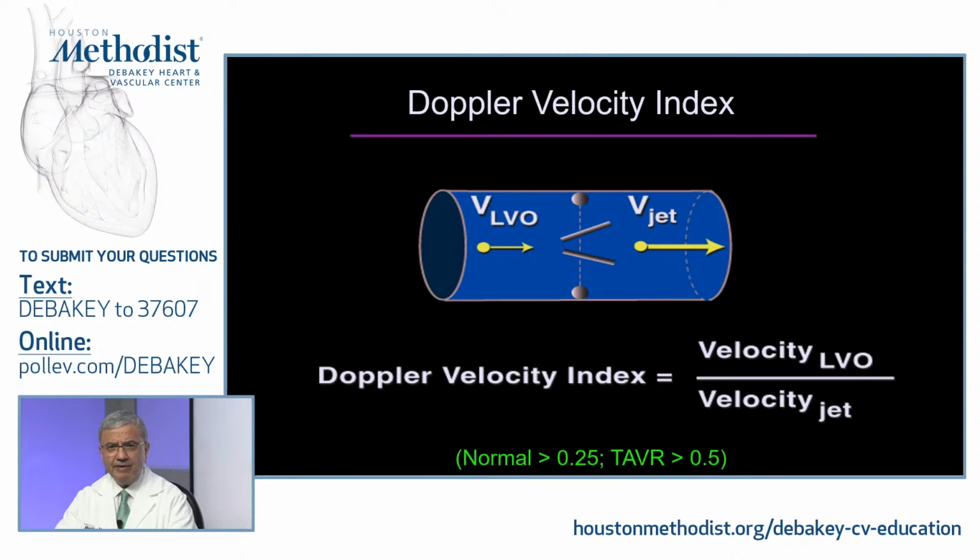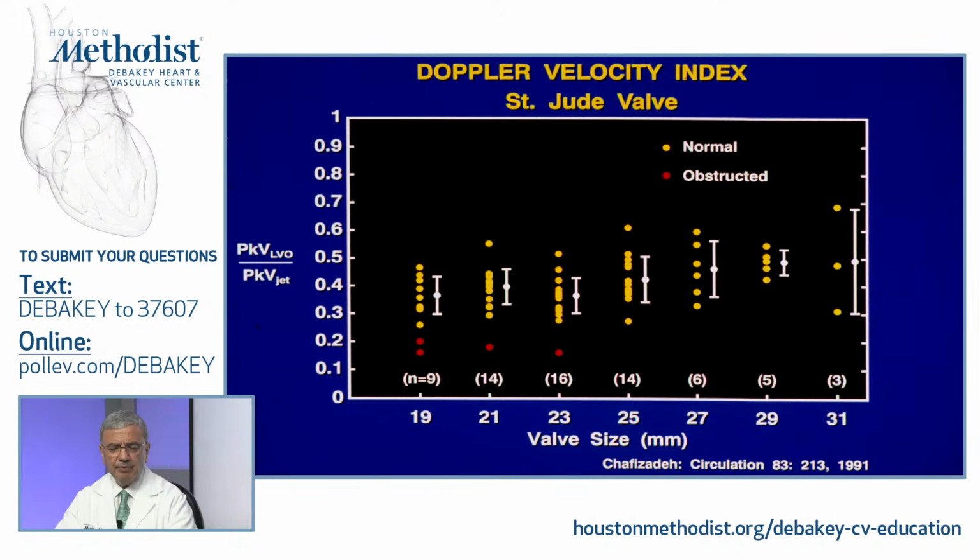But for a TAVR valve, which has a better hemodynamic profile to it, the normal is usually above 0.5 ratio, meaning that the velocity has increased twice coming from the LV outflow tract through the prosthesis. The nice thing about this Doppler velocity index, because inherently the size of the valve relates to the size of the left ventricular outflow tract, is it is less dependent on the size of the valve that you're dealing with.